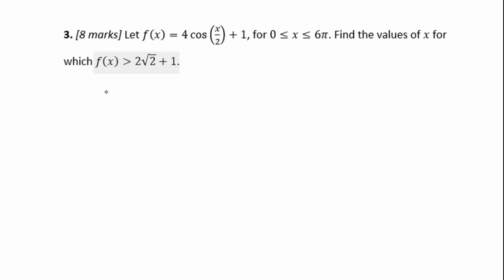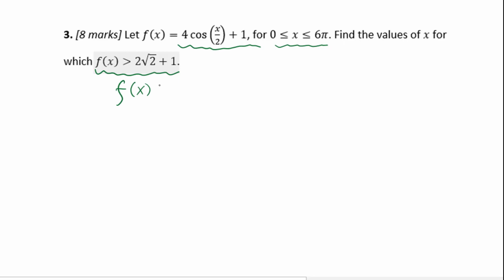This video is about an IB past paper about trig equations. Number 3: let f of x equals 4 cosine x over 2 plus 1, where x is greater than or equal to 0 and less than or equal to 6 pi. Find the values of x for which f of x is greater than 2 square root of 2 plus 1.